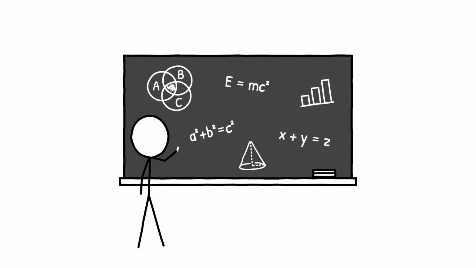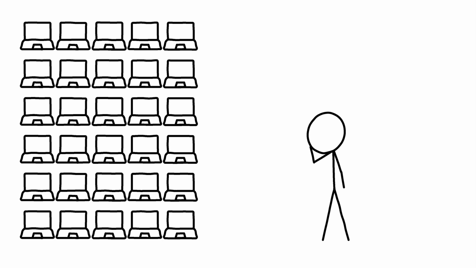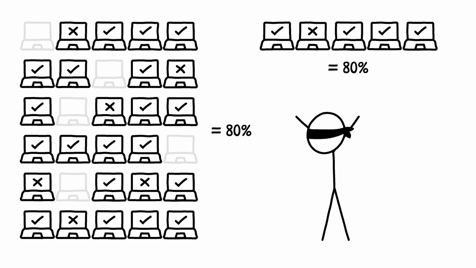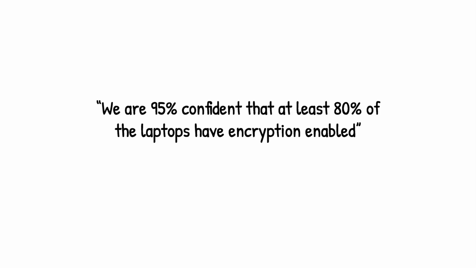Instead of using their judgment and feelings to pick a sample, the auditor will use maths and statistics to select it. For example, when selecting laptops for review, the auditor might decide that every laptop in the population has an equal chance of being selected, and then select them at random. This means the auditor can mathematically project the results onto the entire population and make statements such as, "We are 95% confident that at least 80% of the laptops have encryption enabled."